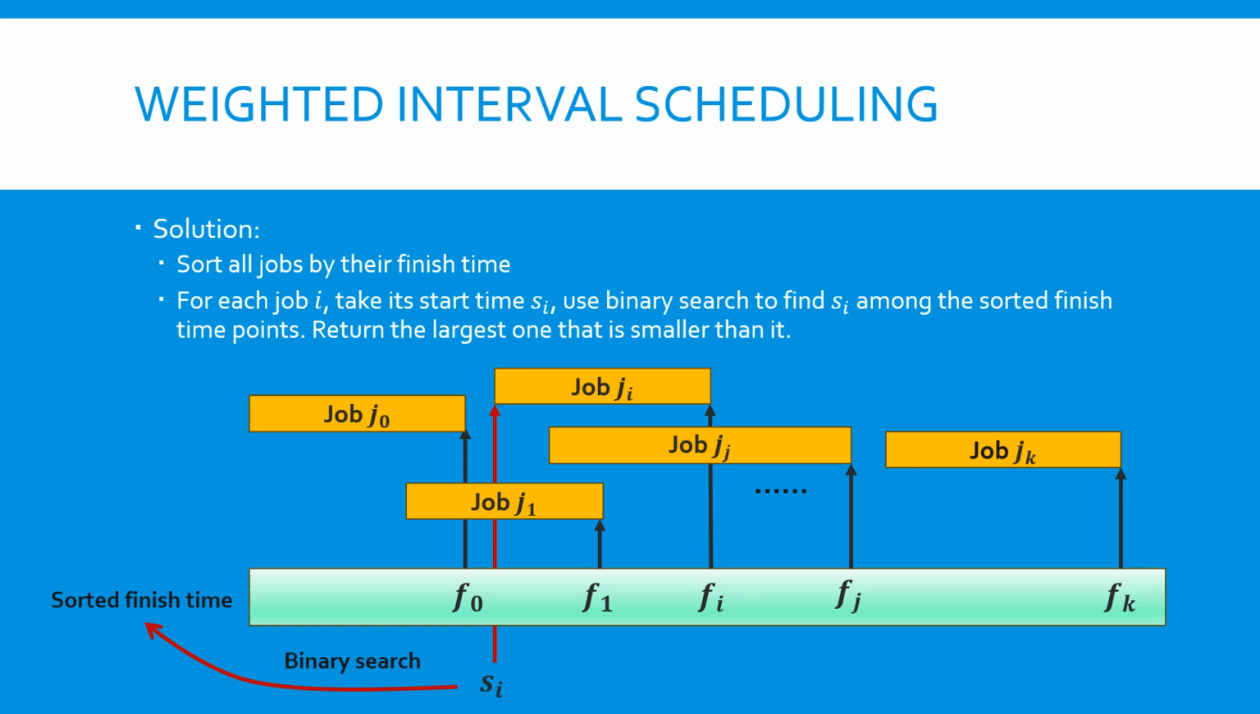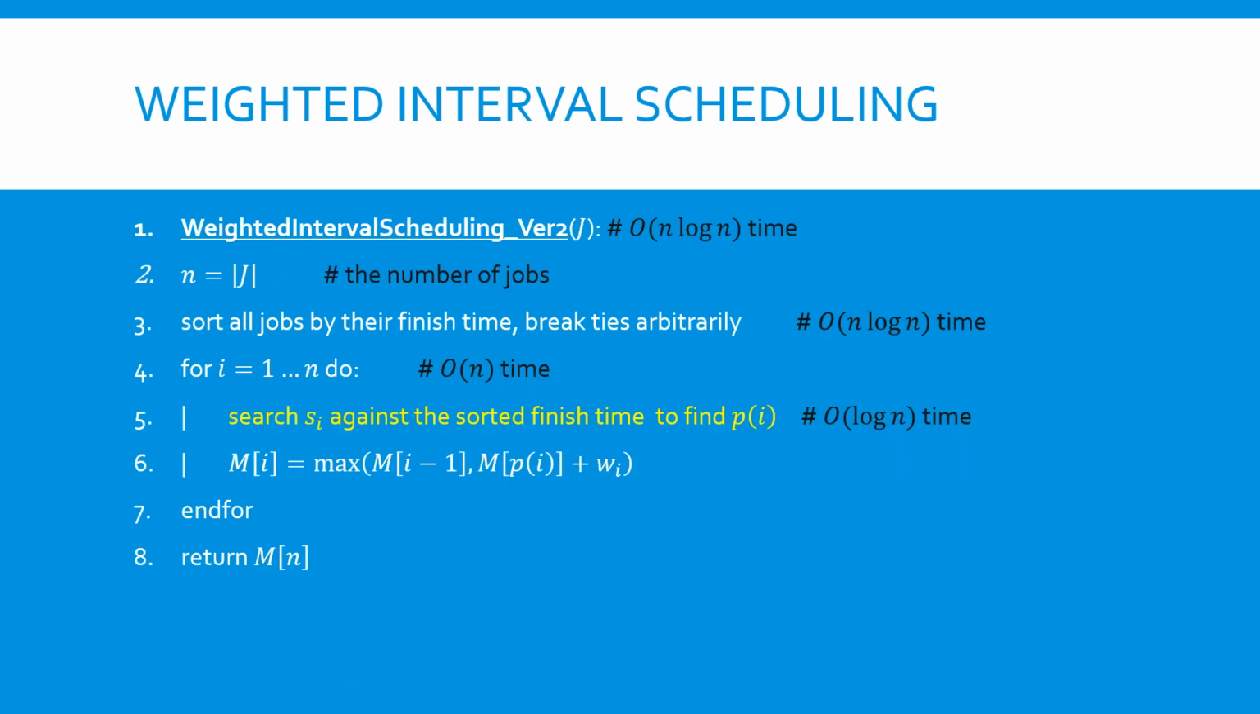Recall that a binary search only requires O(log n) time. Hence, this approach will reduce the overall time complexity from O(n squared) to O(n log n), which is the same as the time required for sorting the jobs. Here is the revised pseudocode, now including the computation of p_i, which is highlighted in yellow at line 5. This version of the algorithm runs in O(n log n) time.